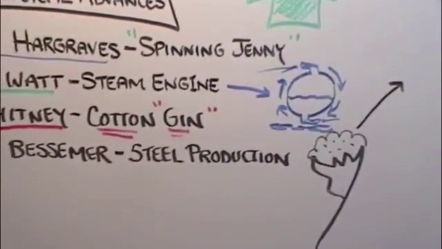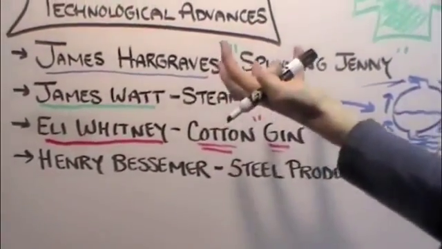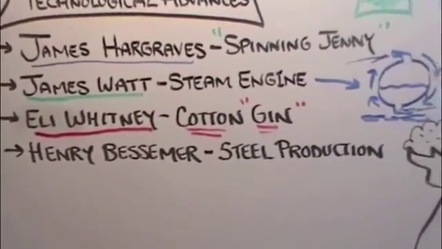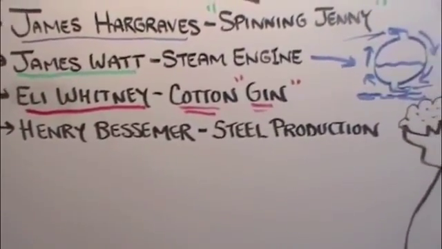And so Eli Whitney accidentally raises the demand for slaves worldwide, which eventually is going to lead to the American Civil War, among many other atrocities.